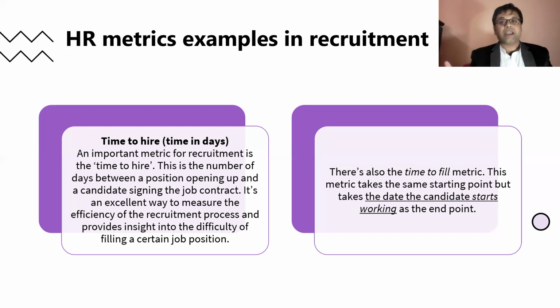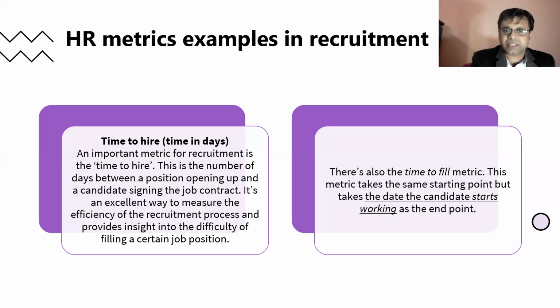So more time to hire is not good for the organization. In metrics we need to ensure that we are reducing the time to hire. Of course, in a hurry we should not hire the wrong person, that should not happen. But definitely we need to be more efficient and effective so that the time to hire can be reduced.